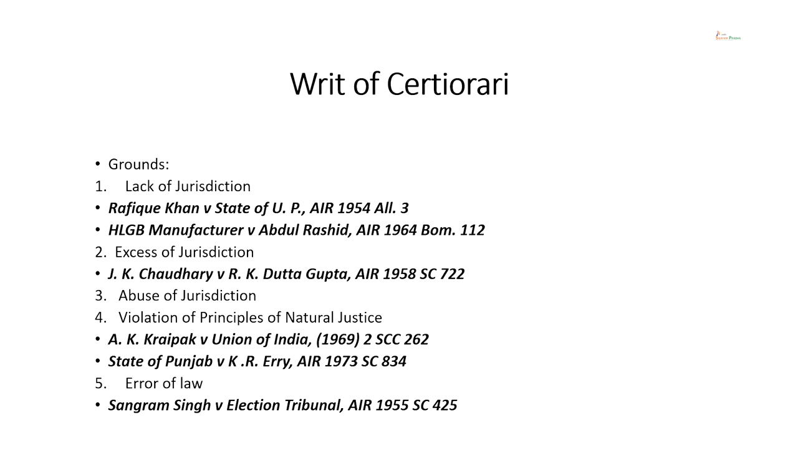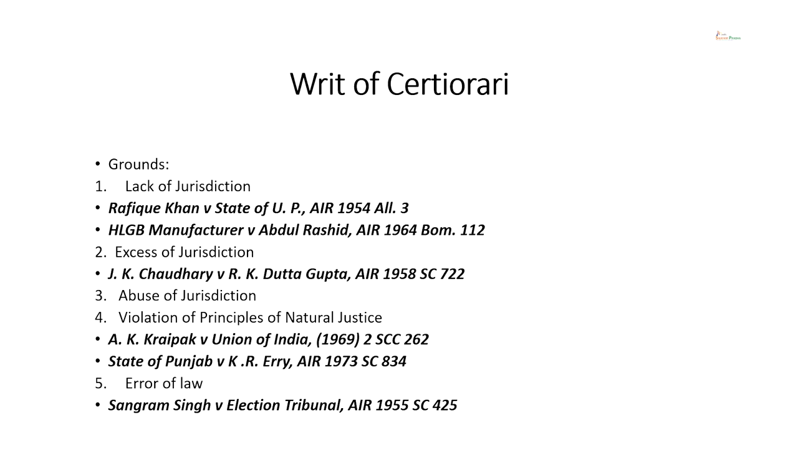Now, we are turning to the grounds of writ of certiorari. What are the grounds of writ of certiorari? As we have seen in the meaning of writ of certiorari given by Lord Atkin, if a body of persons acts in excess of jurisdiction, in excess of its legal authority, it means that jurisdiction is the basic element, the basic ground for the issue of writ of certiorari.